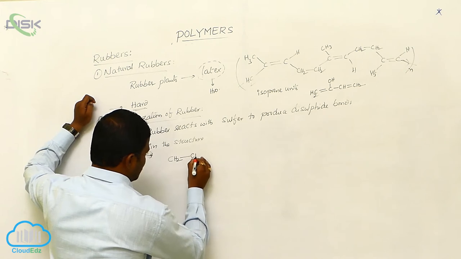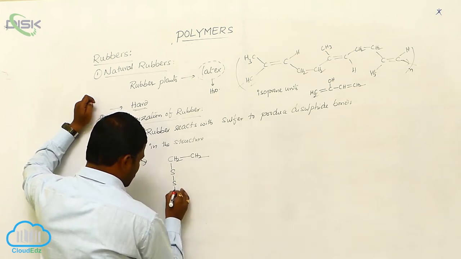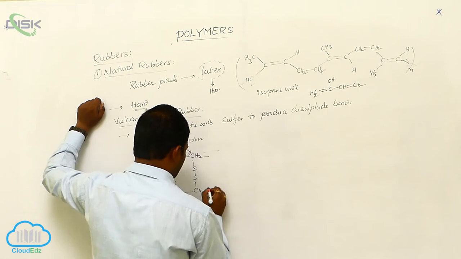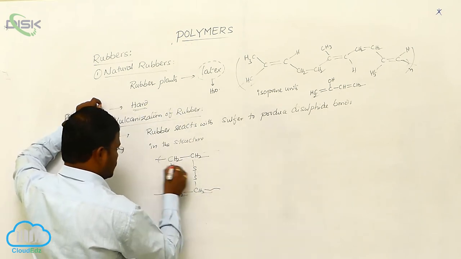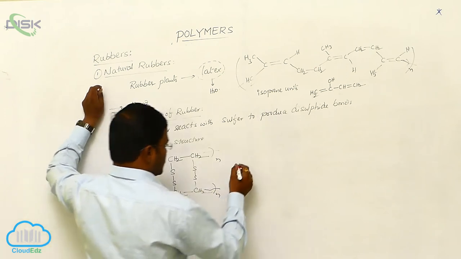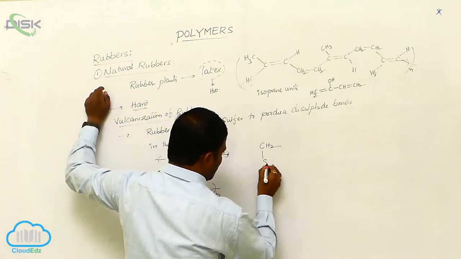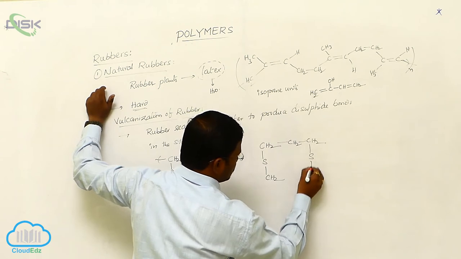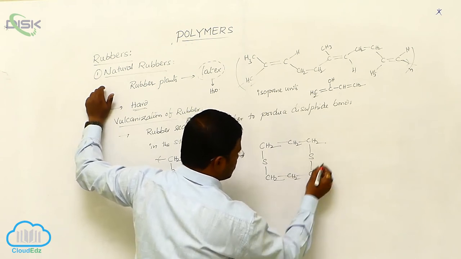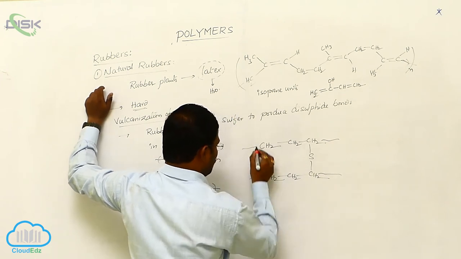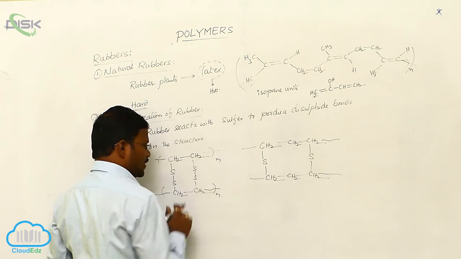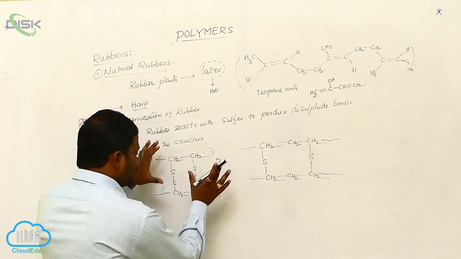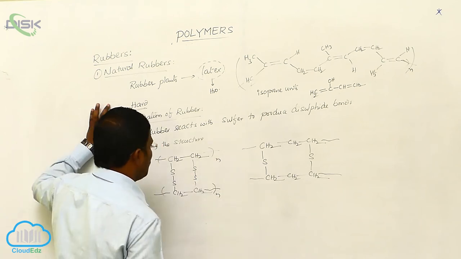CH2, CH2, S, S, CH2, CH2. This is disulfide bond, or sometimes it will take place like this. CH2, S, CH2, CH2, CH2, S, CH2, it takes place. Just observe here, in between two chains, there is a binding of sulfur atom. These sulfurs are binded with covalent bond formation. So during this, the stiffness of rubber increases.